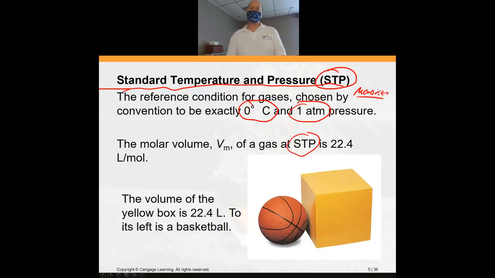It's just going to say at STP. You have to know that that means, great, I am at 273.15 Kelvin and 1 atmosphere. Exactly 0, exactly 1. So this is an infinite number of sig figs, not 1 sig fig.